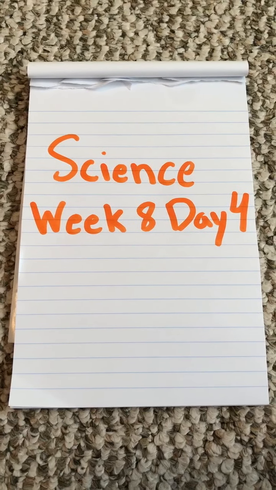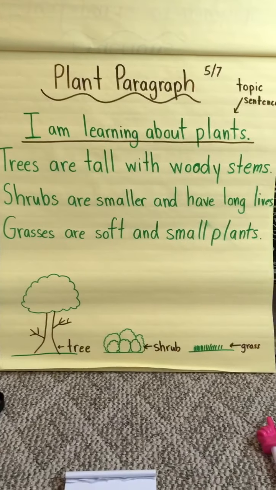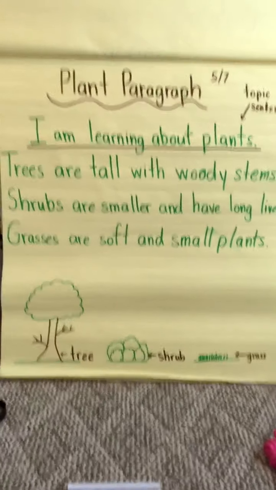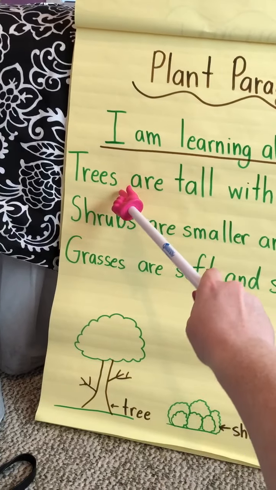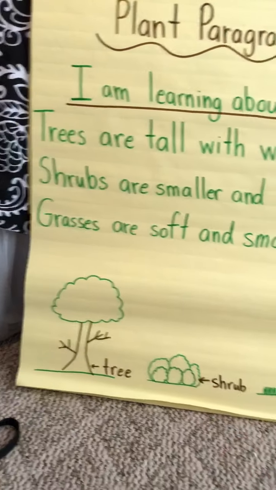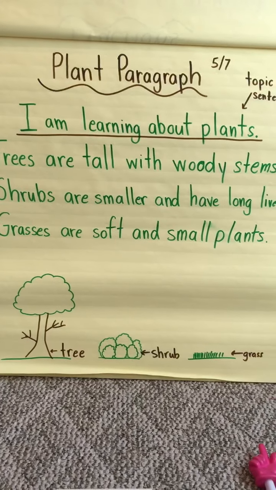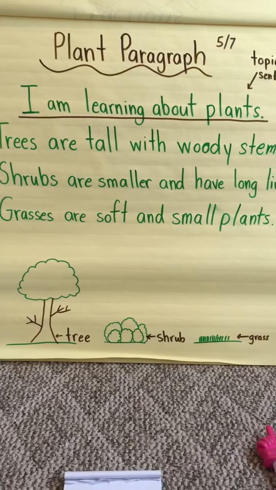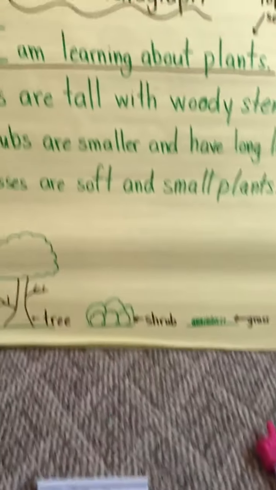I'm going to move my camera over to my big chart paper because today you are going to be writing about what you've learned so far about different types of plants. This week we've learned about trees and what makes them special. We've learned about shrubs and we've learned about grasses. So in your learning in place packet today, it says to write a paragraph about what you've learned about trees, shrubs, and grasses, and it says to draw a picture, which I've drawn some pictures at the bottom.